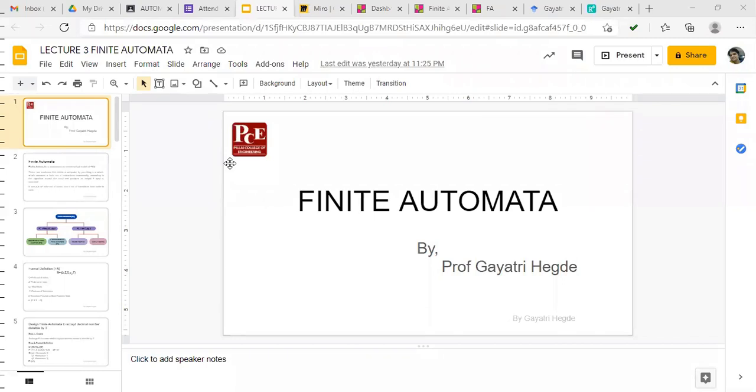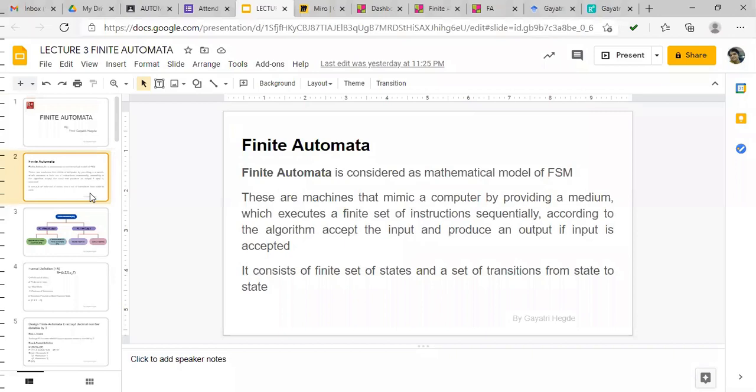So as you know, we have already started with finite automata, right? I'll just go through it once and then we'll start the new example. We have seen the definition of finite automata. It is the mathematical model of a finite state machine that mimics the computer. It executes a finite set of instructions sequentially, according to the instructions given, and produces the output. What is the output? It is accepted or rejected.